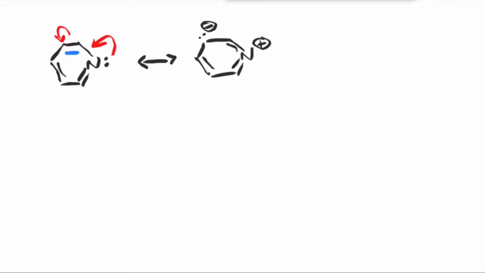However, this resonance structure is not valid, and the reason is due to geometry. Remember, to have resonance, you must have overlapping orbitals in order to spread out those electrons. That lone pair on a nitrogen, due to geometry, cannot overlap with the neighboring p orbitals. Let's take a look at that in more detail.